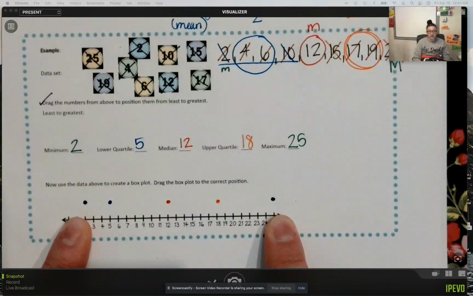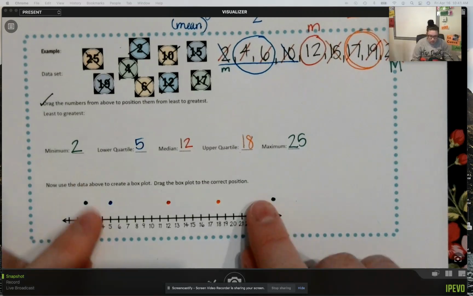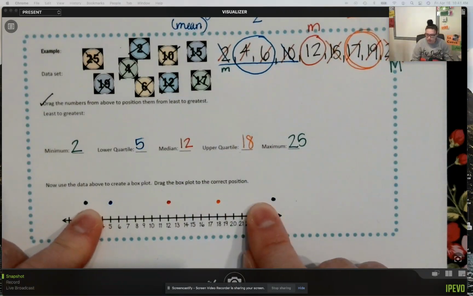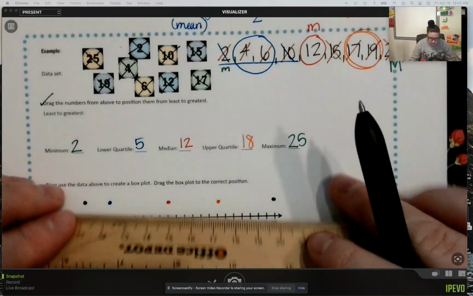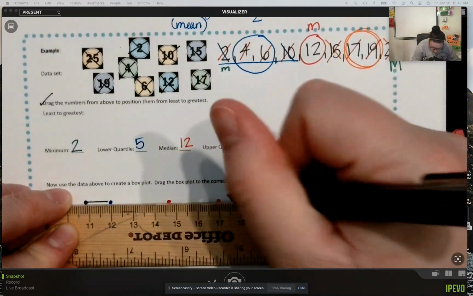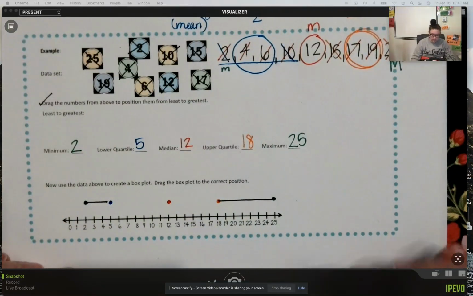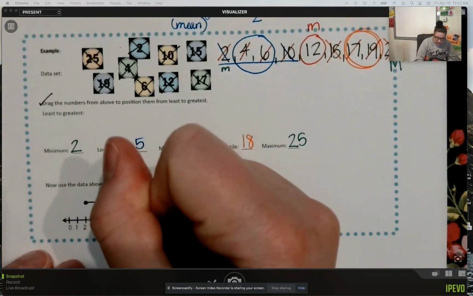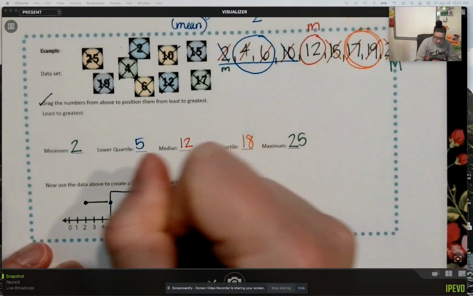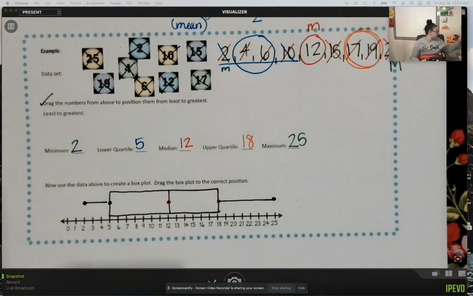Now that I have all of these dots, I can make my box and my whiskers. What's on the outside parts? The box or the whiskers? The whiskers go on my outside part. So there's my two whiskers. And then in the middle, I make my box. Use a ruler if you've got it. If you don't, that's okay. And there we see we've made our box and whisker plot.